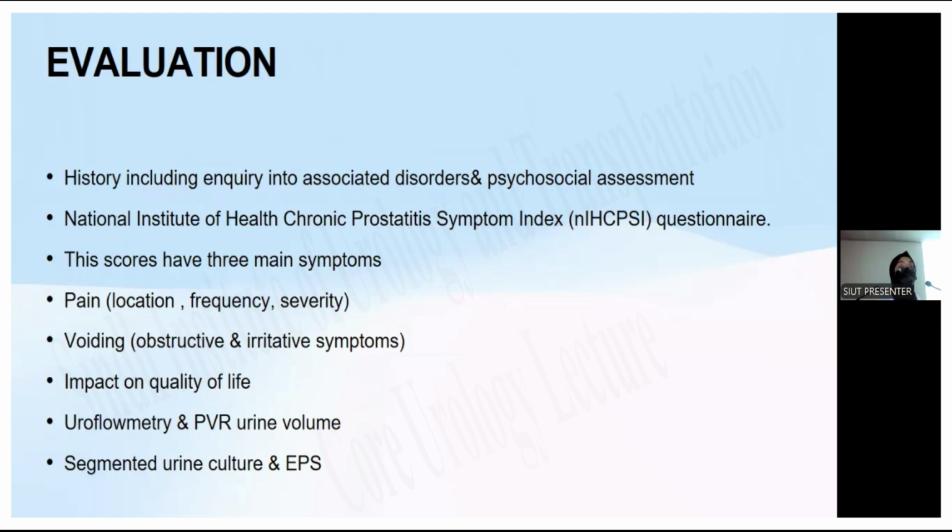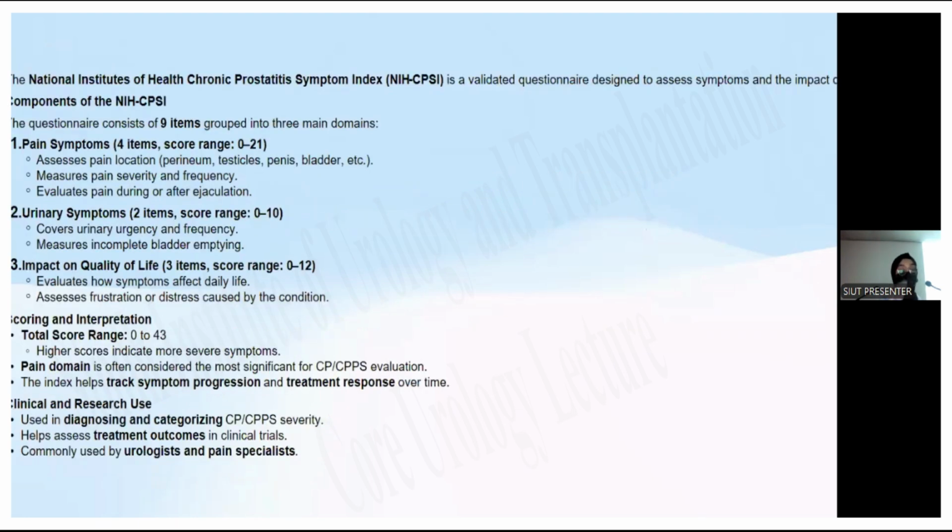The evaluation includes a detailed history. Like we discussed, these patients need a thorough evaluation. A detailed questionnaire has been developed to understand their quality of life and their symptoms. They mainly have symptoms of pain and voiding issues, and their quality of life is significantly impacted. I've shared a chronic prostatitis symptom index questionnaire. This questionnaire mainly consists of 9 items and assesses the pain, the urinary symptoms of the patient, and their impact on the quality of life.